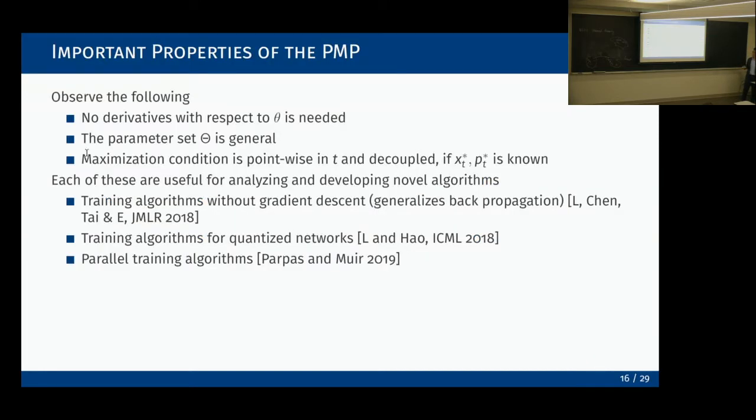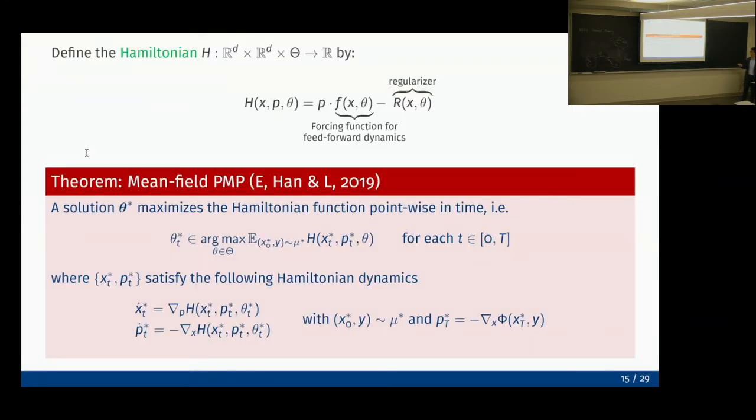The very first thing is that in deriving this necessary condition of optimality, I did not make reference to derivatives with respect to theta at all. So in some sense, it's quite a general condition. And secondly, the parameter set theta, where you can pick your weights at every layer, is highly general. So no matter what theta is, this is going to hold.